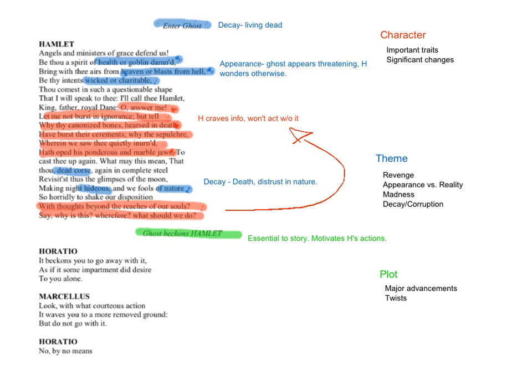Next, Horatio says, it beckons you to go away with it, as if it some impartment did desire to you alone. Look, with what courteous action it waves you to a more removed ground, but do not go with it. No, by no means.